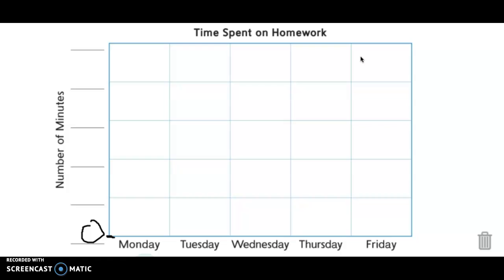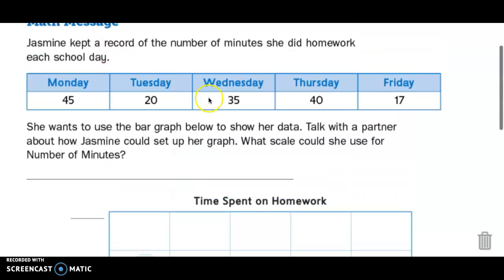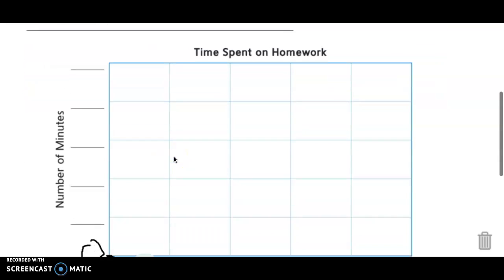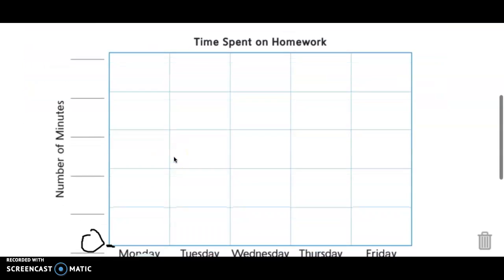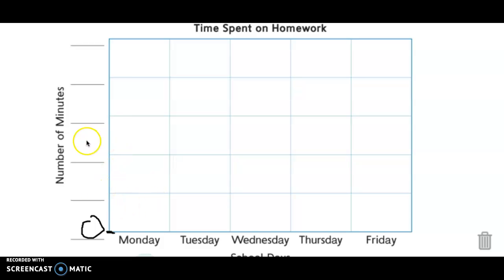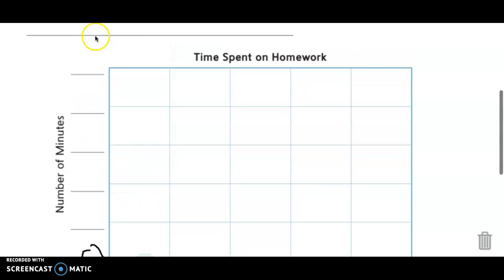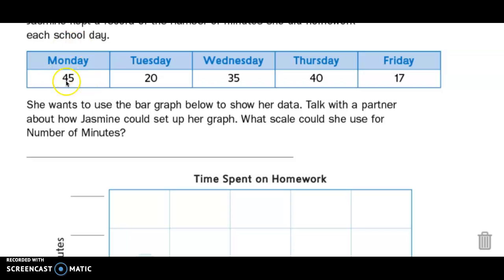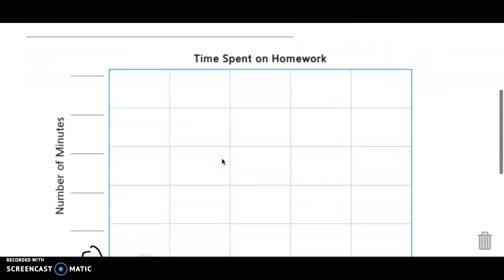What would be after 2s? We want to count by 3s or 4s. That's just not a nice even number for us to use. Let's try 5s. 5, 10, 15, 20, 25. All right, we have enough to put 17 and 20 on, but we wouldn't be able to put 35, 40, or 45. What should we add after 5s? Let's try 10s. 10, 20, 30, 40, 50. Our highest one is 45, so we would be able to fit all of these on our graph.